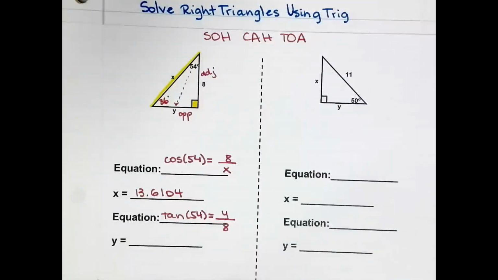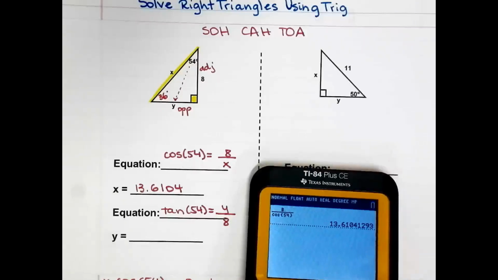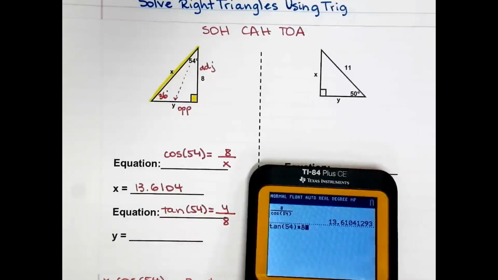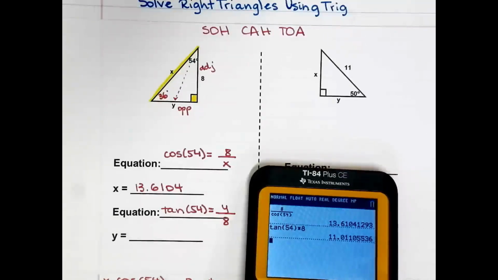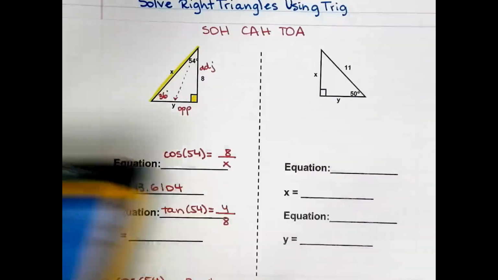Here you can simply cross multiply. You don't have to solve for anything like we had to do on the x. I know my calculator is already in degrees, so just go ahead and type in tangent of 54 times 8. We are using 4 decimal places, so 11.0111.